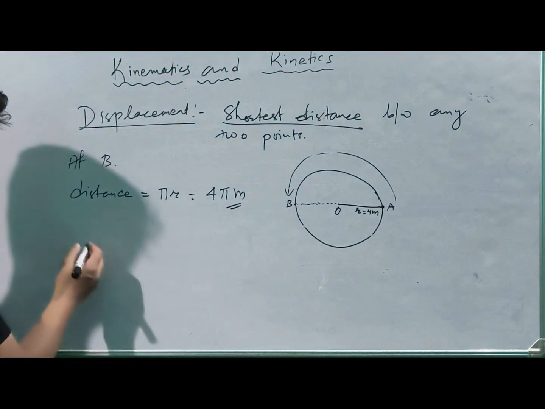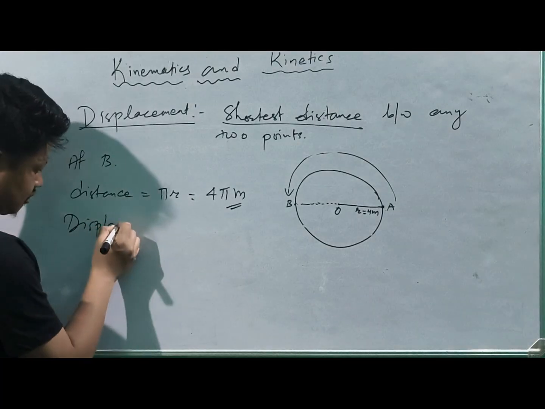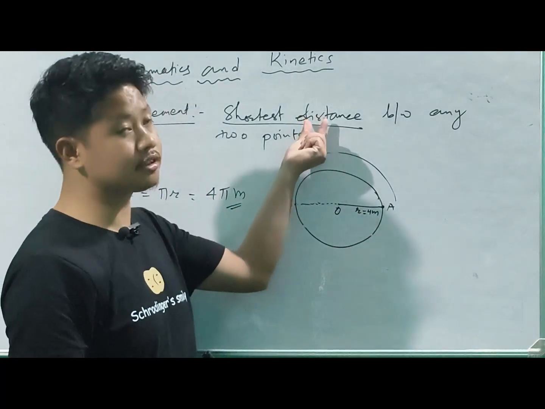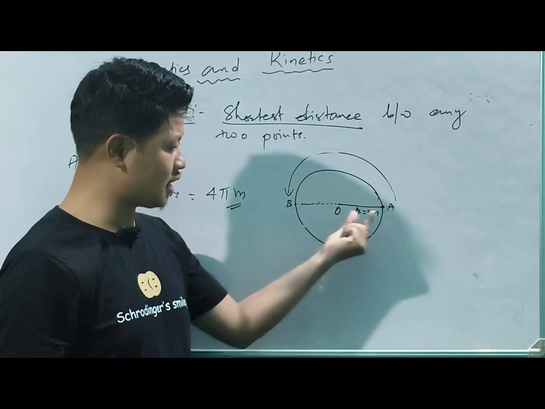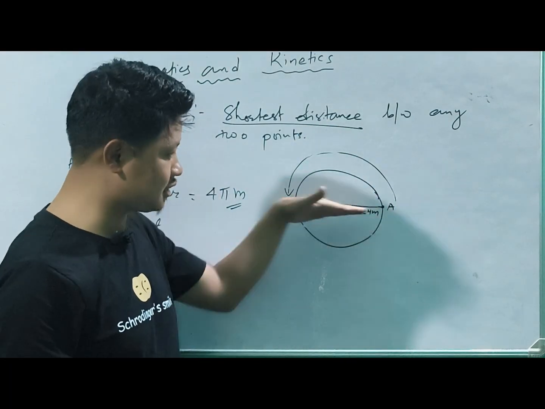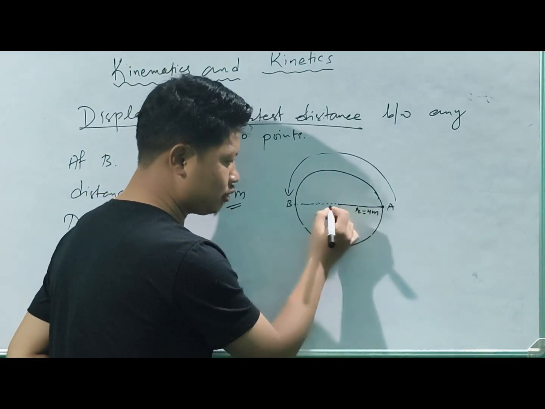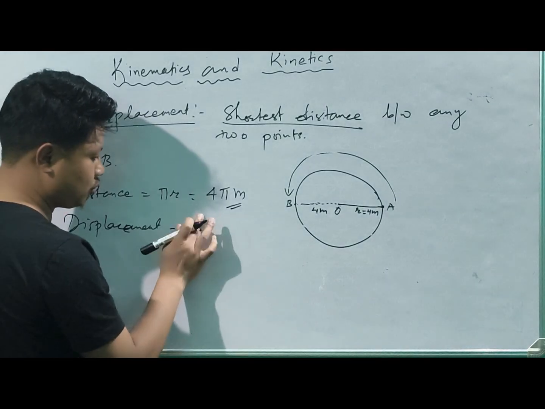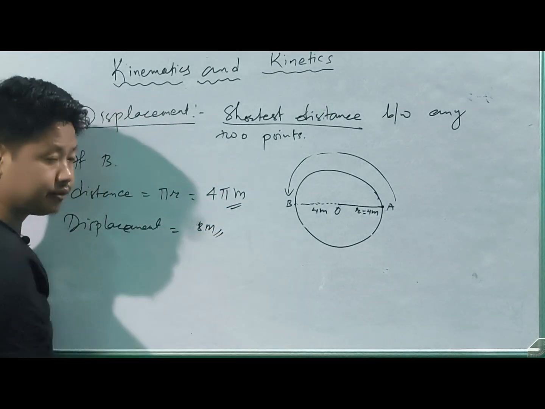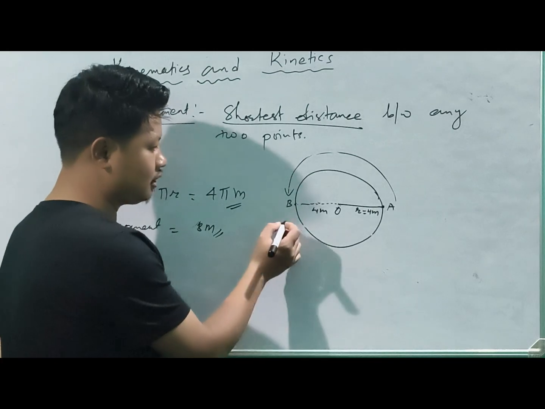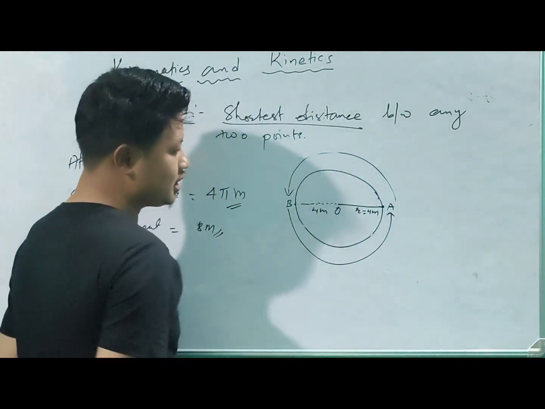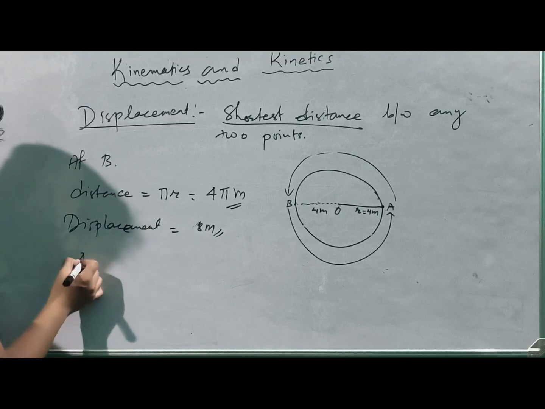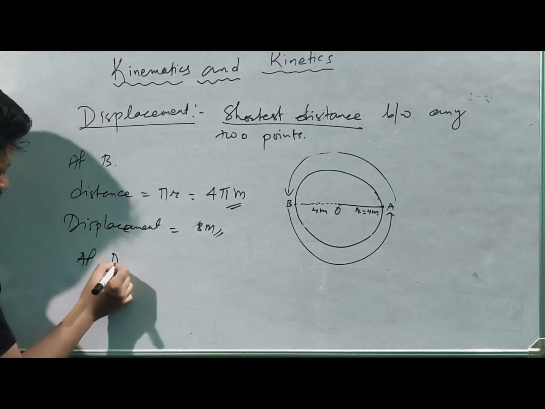But what will be the displacement? Displacement means, like we have already discussed, the shortest distance between two points. So from here to here the shortest distance is this one. From here to here is 4, and from here to here is again 4 meters. So displacement will be 4 plus 4, that is 8 meter. Clear? Now again, if the particle rotates and reaches point A, what will be the displacement and the distance at A?